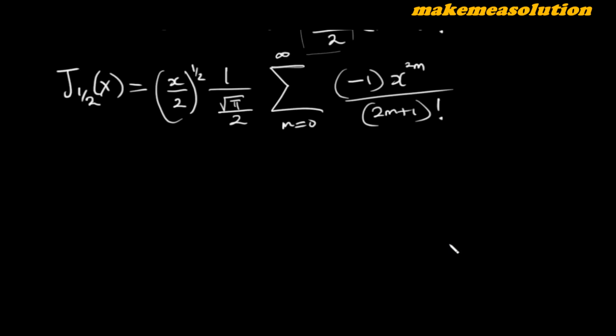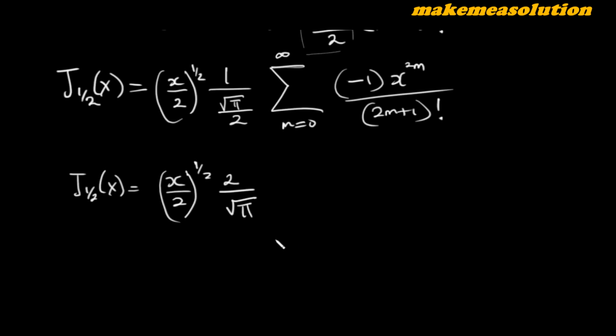Is that okay? So let's simplify this one. You have J_{1/2}(x) equal to (x/2)^{1/2} times... So if you translate this, you get 2 over what? Root pi. Is that okay? 2 over root pi. Now, immediately we translate this, we are going to do something.